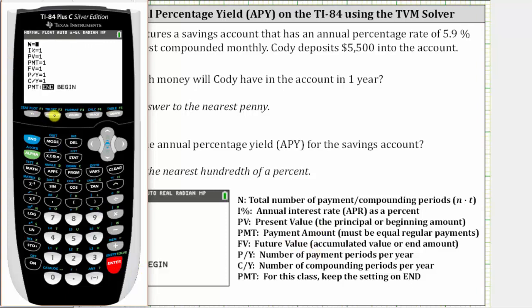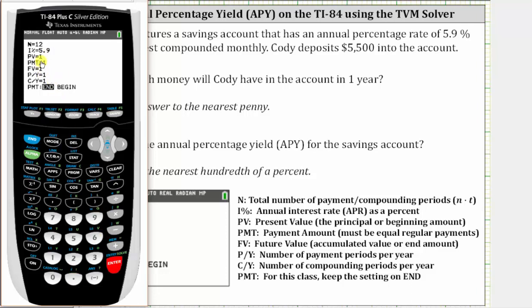First, capital N is the total number of payments or compounding periods, which is little n, the number of compounds per year, times t, which is the time in years. And since we have interest compounded monthly, and the time is 1 year, big N is 12, since 12 times 1 is 12. I% is the annual interest rate, which is 5.9, so we don't enter the percent as a decimal. We enter the percent as a percent.